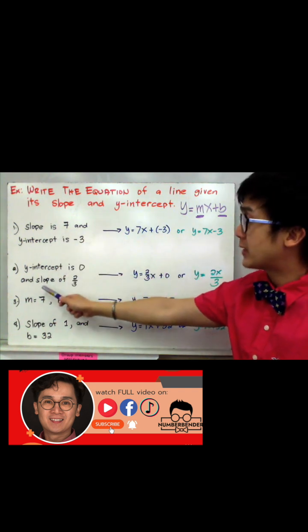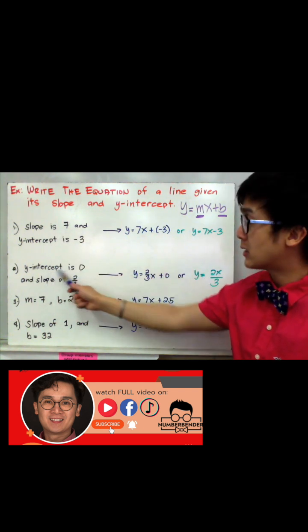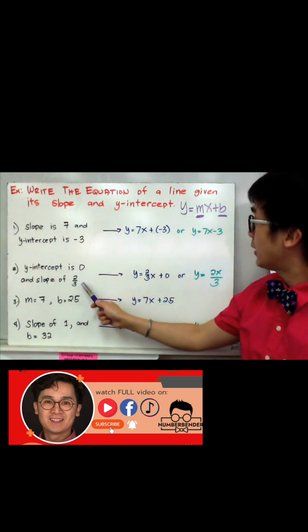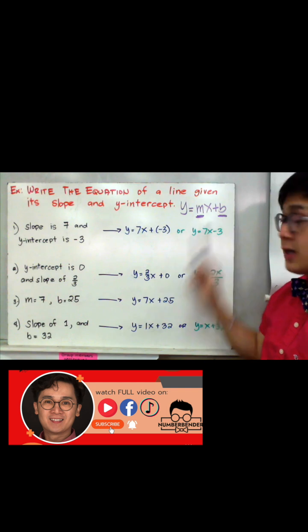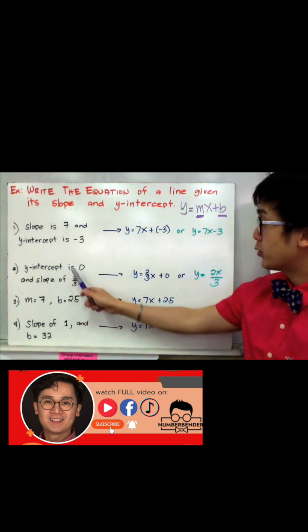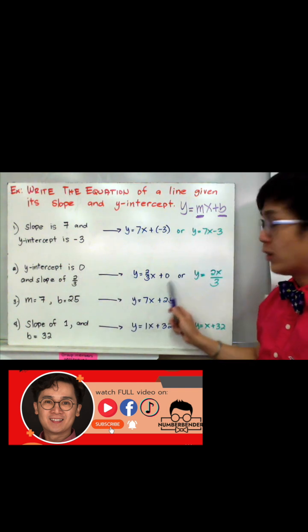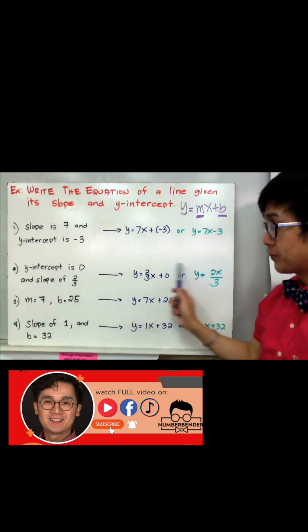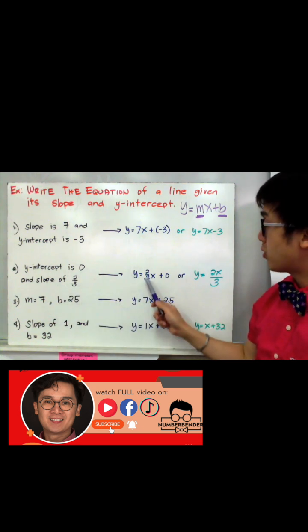And this is the equation of a line given the slope and the y-intercept. So if we have example number 2 wherein the y-intercept is equal to 0 and the slope is 2/3, all we need to do is to replace m and b by its corresponding parts. So since the y-intercept is 0, we have 0 as our constant, and the slope is 2/3, so we have 2/3 x.